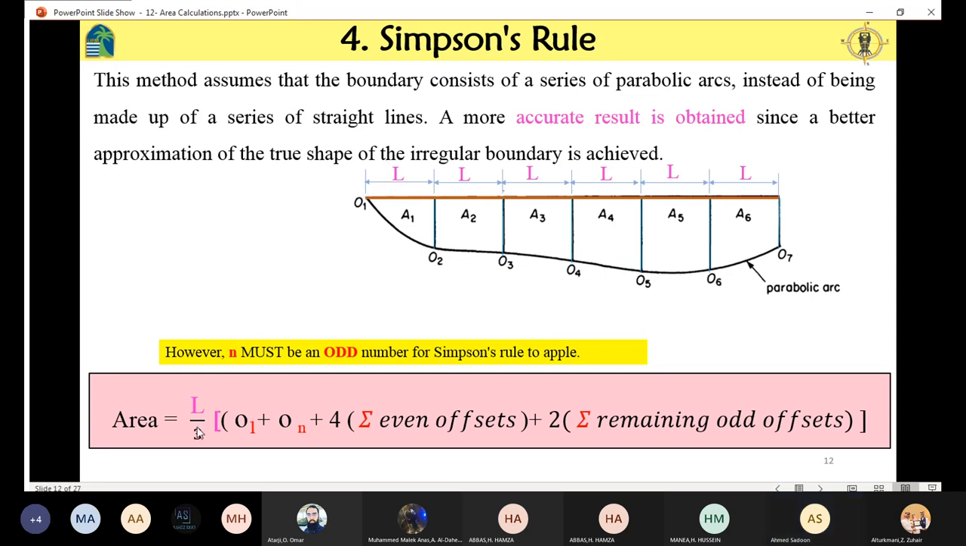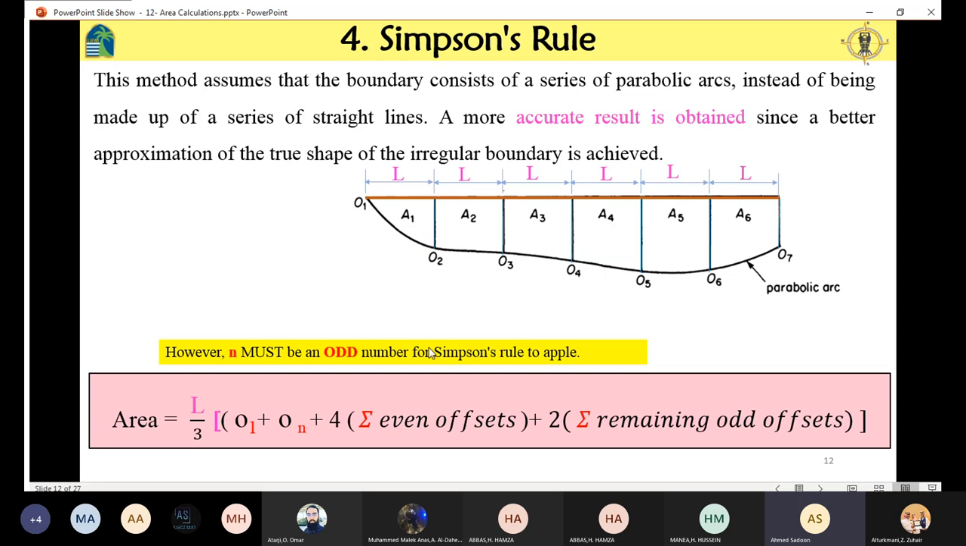Then it's going to be multiplied by O1, where O1 represents the first offset and On represents the last offset. Then plus 4 times the summation of the even offsets. So here I'm going to look for the even offsets like O2, O4, and O6. These are even offsets.